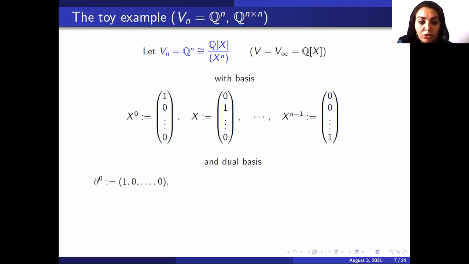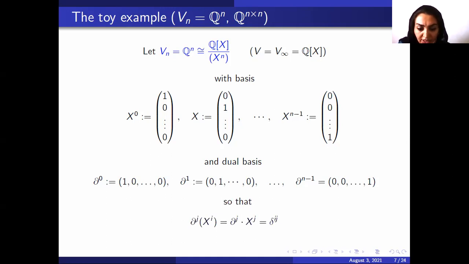Now consider the dual basis, which we denote by delta_j. Delta 0 is this, delta 1 is 0, 1, 0, etc. And delta_{n-1} is 0, 0, and the last entry is 1. So you can see easily here that delta_j applied to x_j is just matrix multiplication. So you have just the Kronecker delta. It's just a scalar.